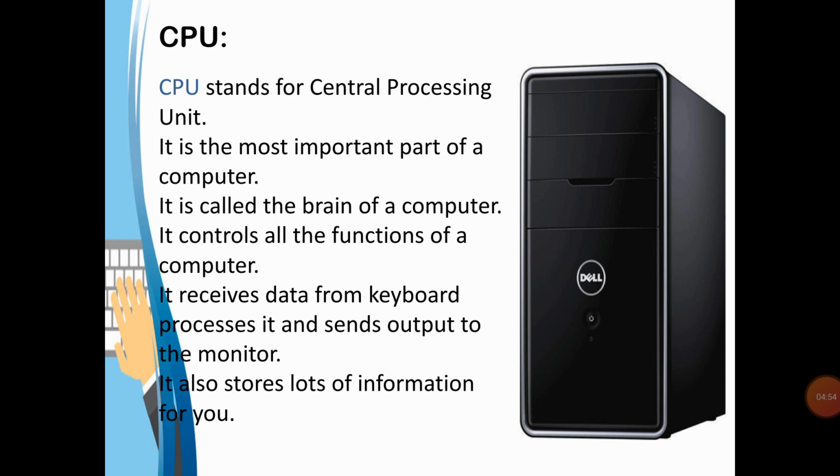For example, students, if we need to solve a sum on the computer, we will type that sum with the help of the keyboard, and then that information is sent to the CPU. The CPU processes that information, thinks of the answer of that sum, and then we can see the answer on the screen of the monitor. So all that is done with the help of a CPU, which is called the brain of a computer. It also stores lots of information for you.